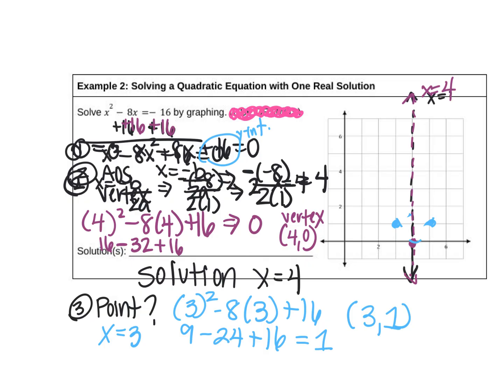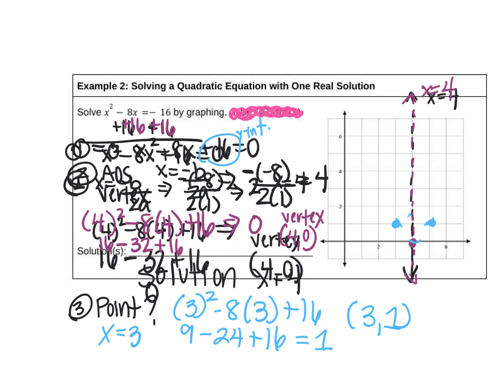Okay, so that's our axis of symmetry. Now we got to plug it in and get the y value of the vertex. So we're going to plug it in. And you guys remember, what did we get when we plugged it in? We got 16 minus 32 plus 16, we got 0. Yeah, we got 0 for that. So that's our solution, right? We're only going to have one real solution here, and we'll kind of talk about why that is. But our vertex, we said, was at 4, 0.